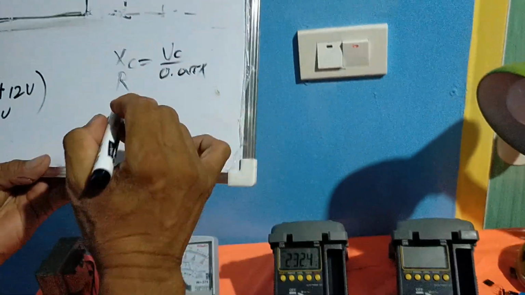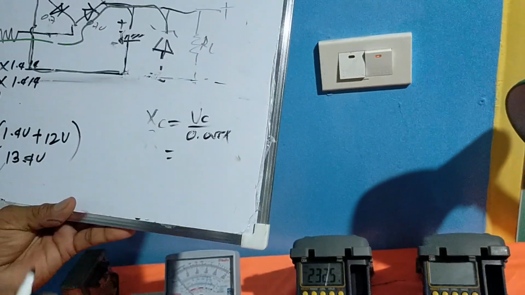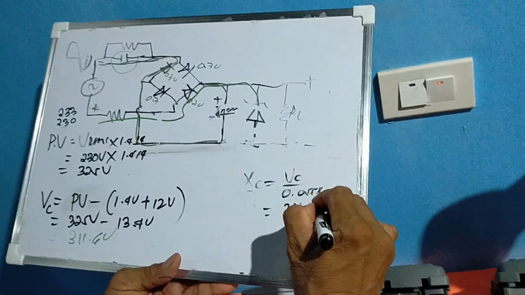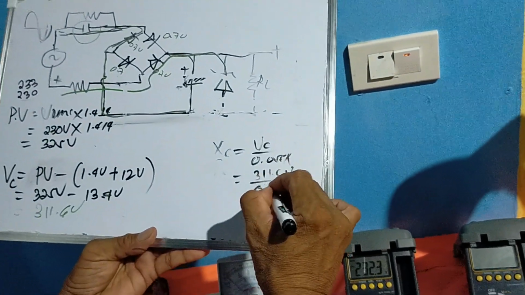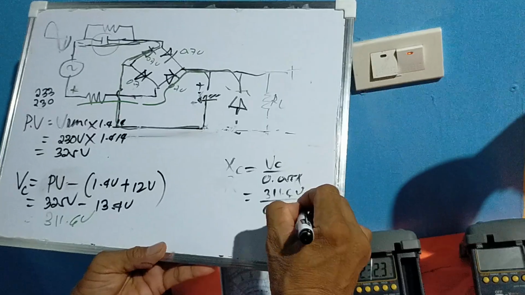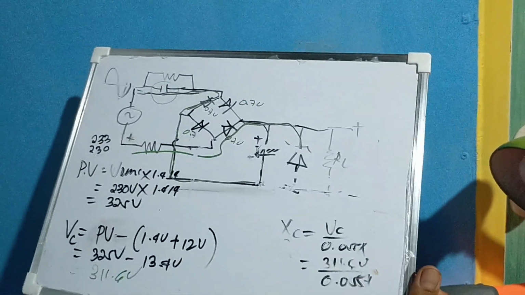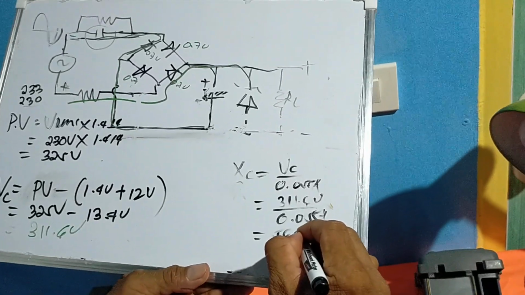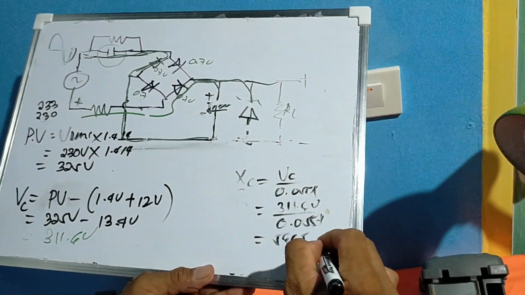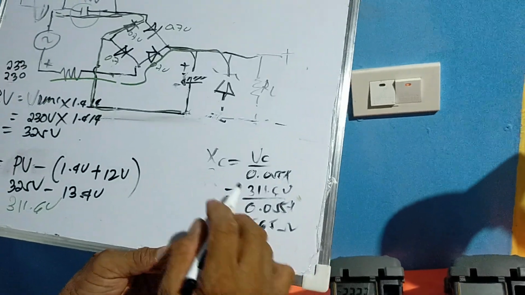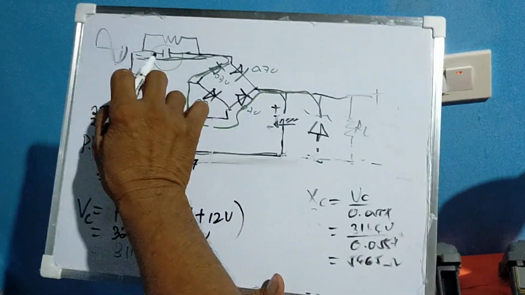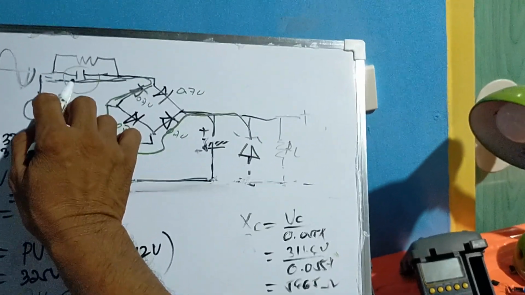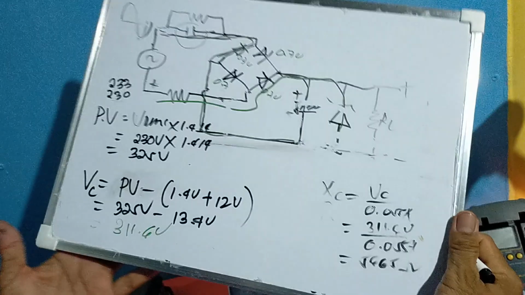Okay. So, the voltage across here is 311.6 volts. Divided by 0.055 amperes, the result would be 5,665 ohms. That is now the capacitive reactance. The capacitive reactance of this capacitor here. Okay?